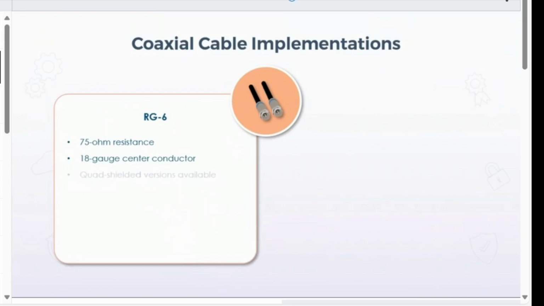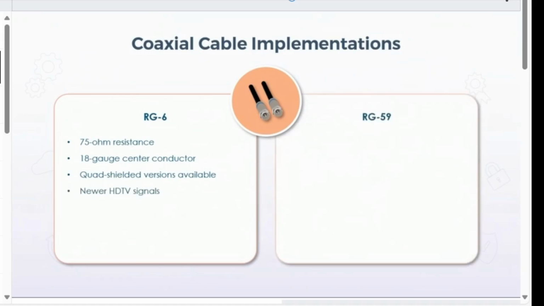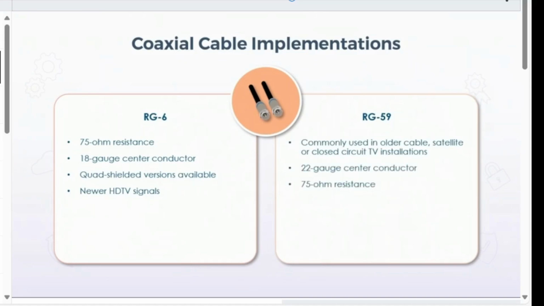It was also available with quad-shielded versions, which provided better insulation against interference, making it a better option for today's HDTV signals if it's being used for television. RG59 is typically used in older cable, satellite, or closed-circuit TV installations and uses a thinner 22-gauge core that also has a 75 ohm resistance, but only a single outer shield, making it a little more susceptible to interference. Hence the reason it's not really used for many newer applications.